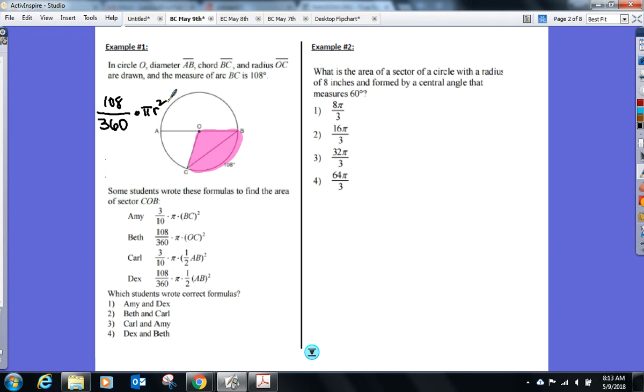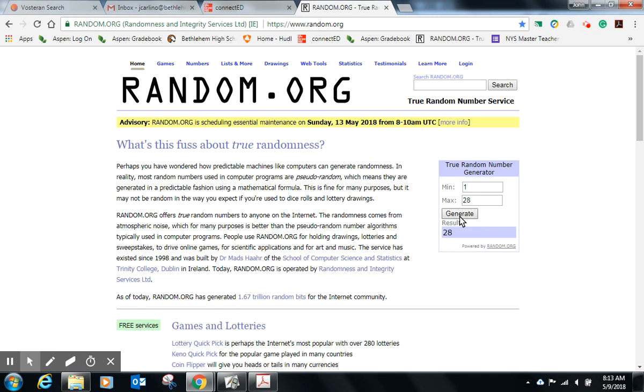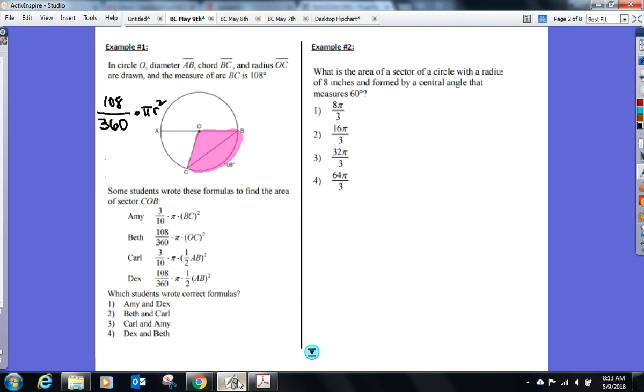All right, let me go through each one with you. Amy, right or wrong? And if she's wrong, tell me why. Look at Amy's. She's saying 3/10 times pi times BC squared. Is she right or wrong? Tell me why she's wrong if you think she is. Why? BC is not a radius, it's a chord. It is not chord squared, right? Everyone see that. BC is not a radius. Amy, see you later. Get some self-respect.